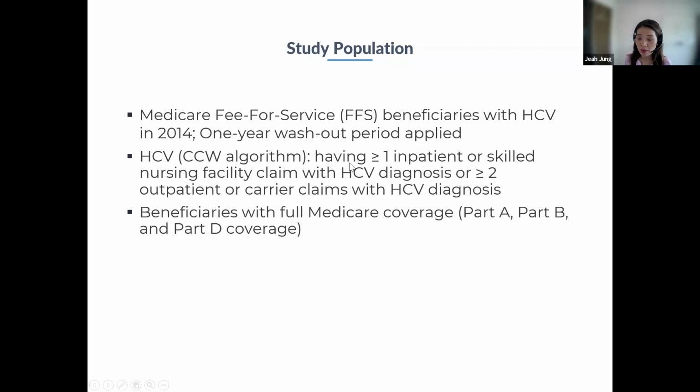In order to identify Hep C patients, we again followed the CCW algorithm. It's very similar: having one inpatient or skilled nursing facility claim with a Hep C diagnosis, or at least two outpatient and carrier claims with a Hep C diagnosis. And then again, we required beneficiaries to have full Medicare coverage, A, B, and D.